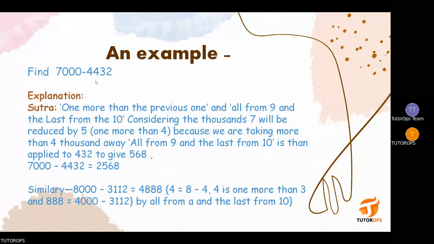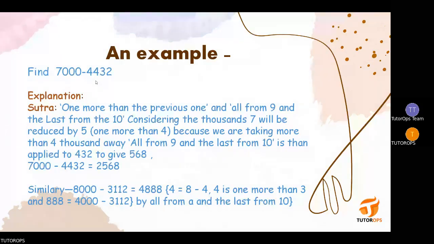So if we consider 1000 as a unit, 7000 will be 7 units. So from 7 units, we are subtracting a number which is more than 4 units. Okay, understand slowly, but try to understand the meaning of the problem. So 7000 means 7 units and 4432 means a number which is more than 4 units.